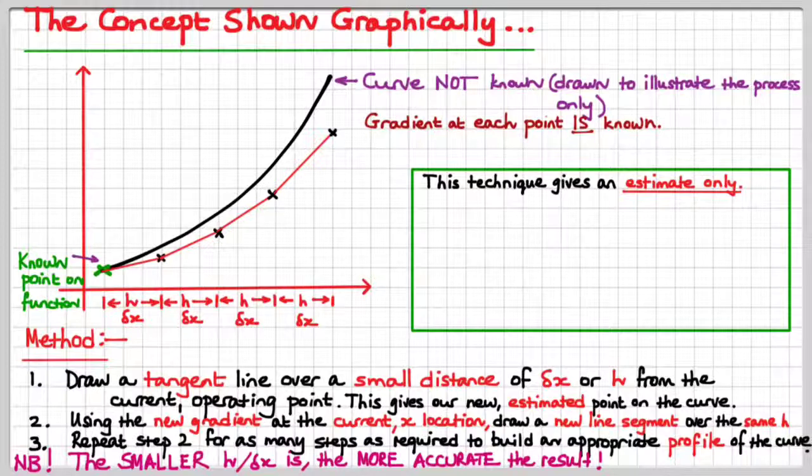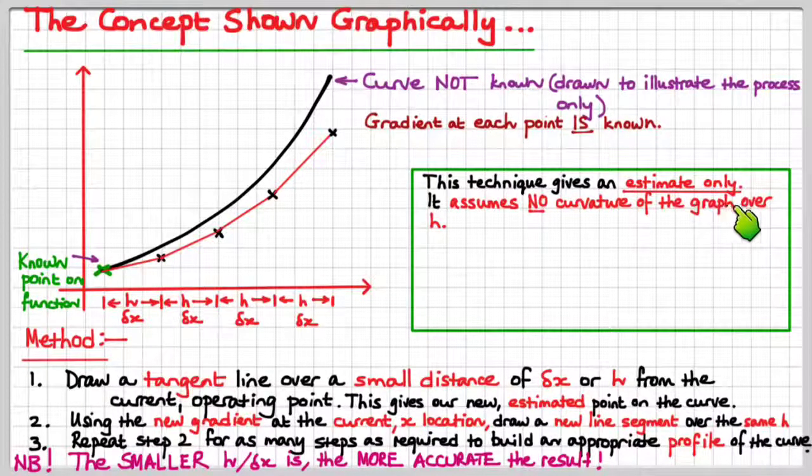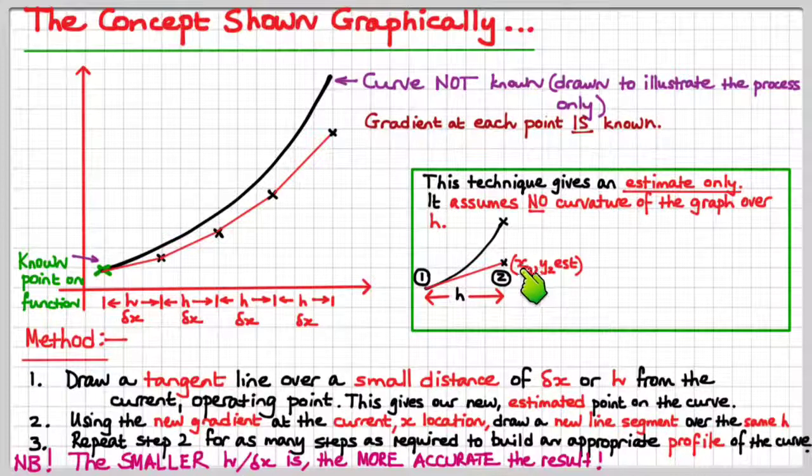Now this technique gives an estimate only, as I've just said a few times. It assumes no curvature at all of the original graph, the parent graph, over h. But of course that's going to be wrong for the vast majority of curves which curve. Yes, in fact all curves which curve. Now you see that? In that case, we've got an estimate. If that's x1, y1, this is the x2, y2 estimate. You can see it's wrong. It's actually an underestimate of what's actually happening there. That's x2 and y2 actual there.